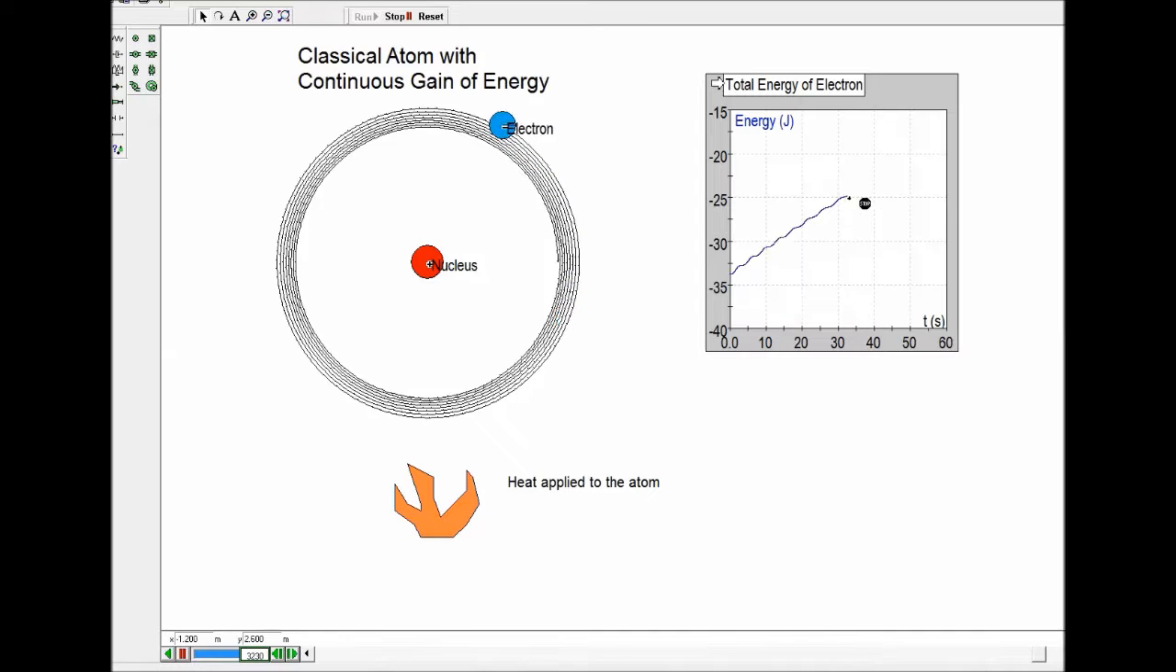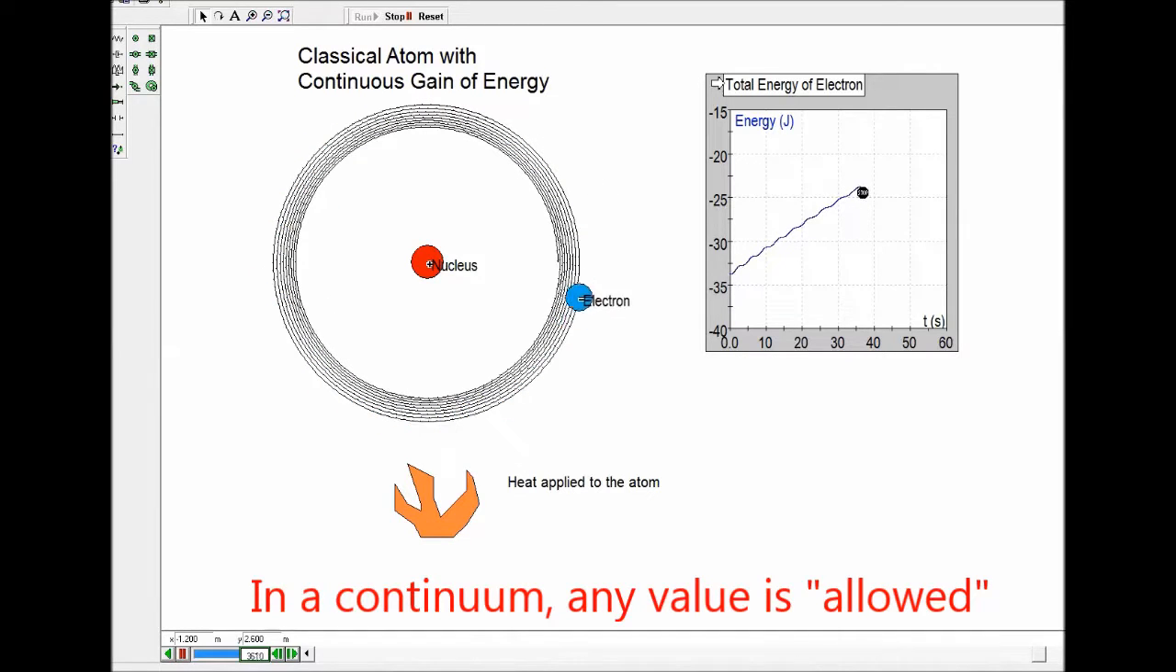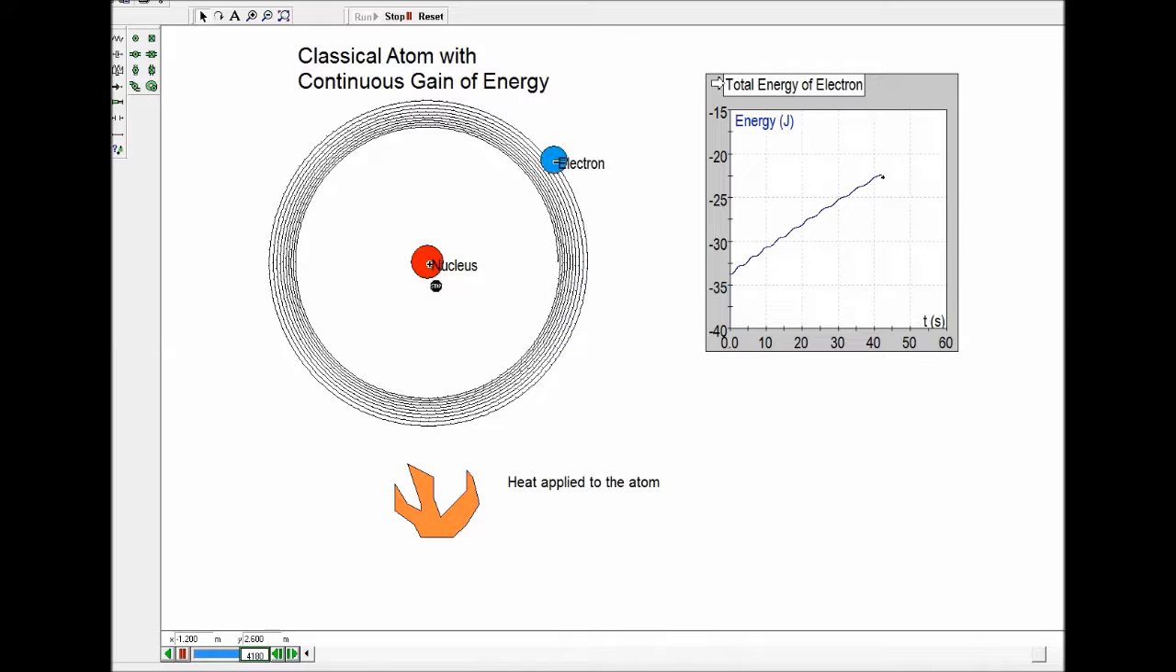Any energy is possible. So there's a continuum of energies. As you can see, the electron is getting farther and farther from the nucleus. That increases its potential energy.